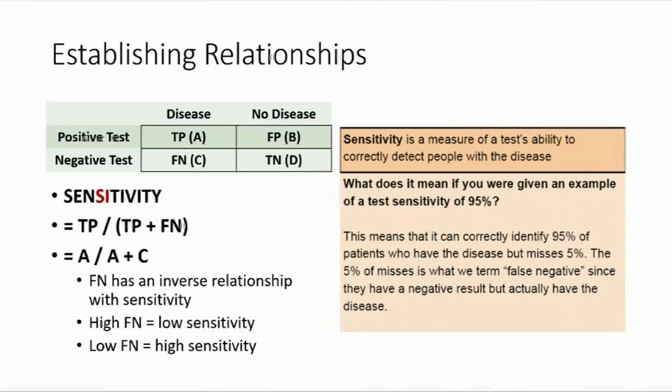Sensitivity is a measure of a test's ability to correctly detect people with the disease. It's a test of what? Positivity. The test wants to give you positive for sick people. What does it mean if you are giving an example of a test with sensitivity of 95%? This means that this test will correctly identify 95% of patients who have the disease, but it will miss out 5%. The 5% it misses is what we call the false negative, since they have a negative result but actually have the disease.